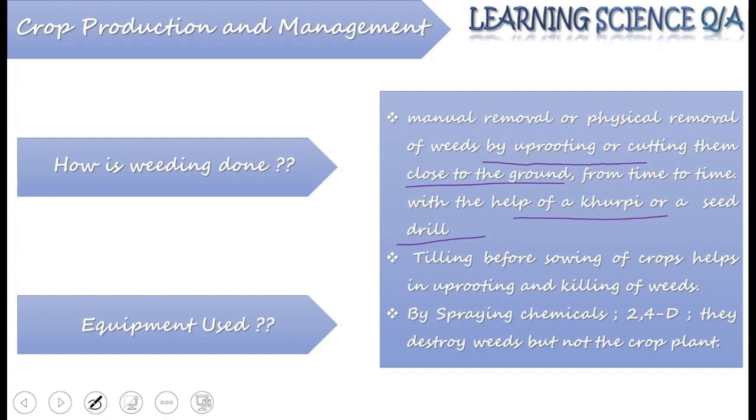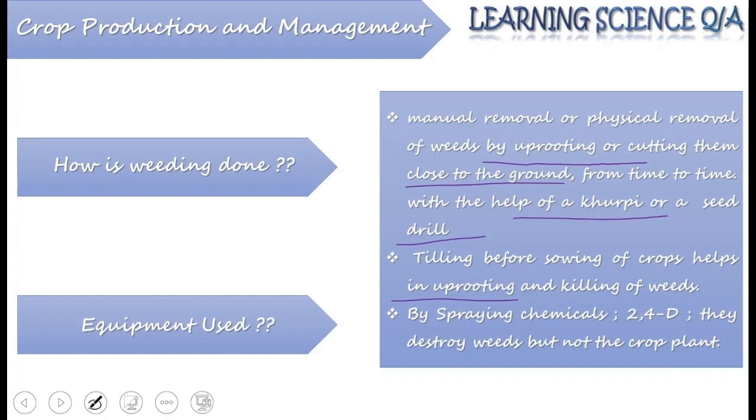For a large field, tilling can be done. Tilling is done before the sowing of crop. This helps in uprooting the weeds. They are kept in the field in the sunlight for a day or two, and in this way they get dried and they get killed. So they are mixed up with the soil, but now they are of no harm.